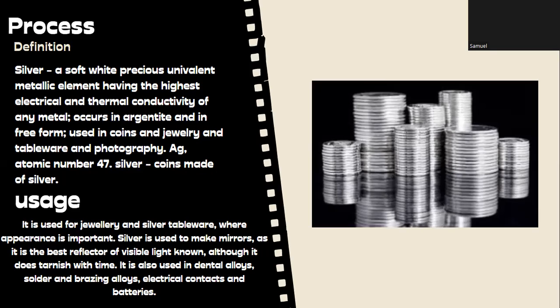Usage. It is used for jewelry and silver tableware, where appearance is important. Silver is used to make mirrors, as it is the best reflector of visible light known. Although it does tarnish with time, it is also used in dental alloys, solder and brazing alloys, electrical contacts, and batteries.